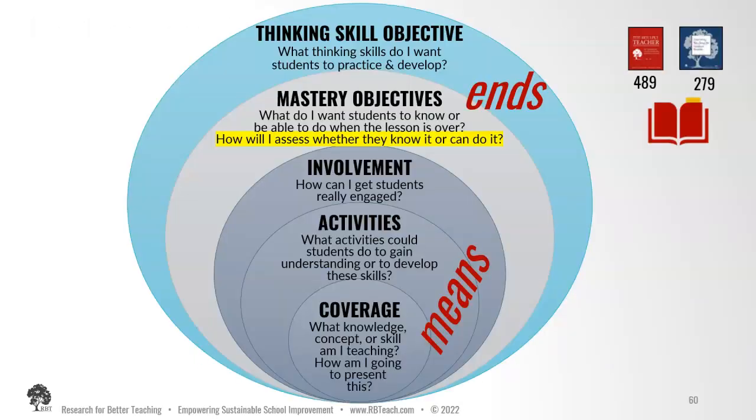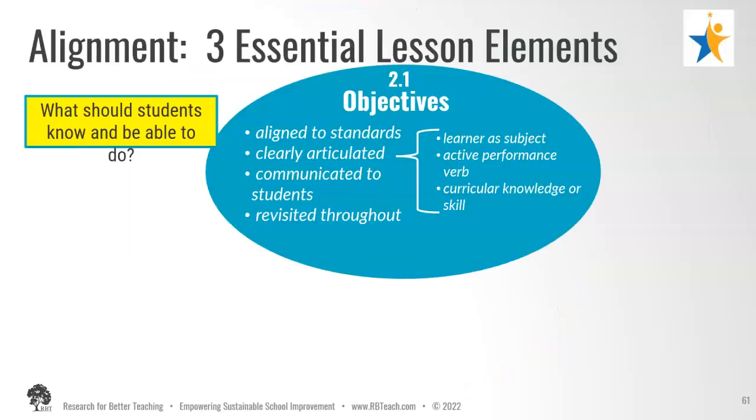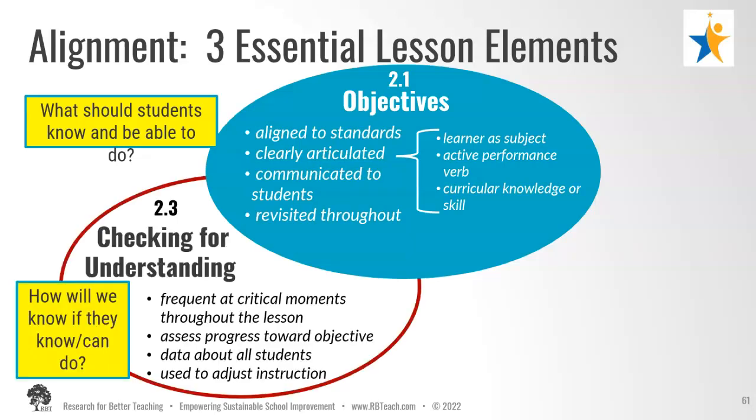Okay, so let's go on now and look at checks for understanding. Checks for understanding really is planned out in the first part of planning with the mastery objectives. How will I assess whether they know it or can do it? And there are 3 essential lesson elements that RBT shares with us. The first one is the objectives, as we just talked about, all those criteria to be a good objective. And what should students know and be able to do? We're going to talk now about this 2.3 checks for understanding. How will we know if they know it, if they can do it? And how will they know that they can do it?